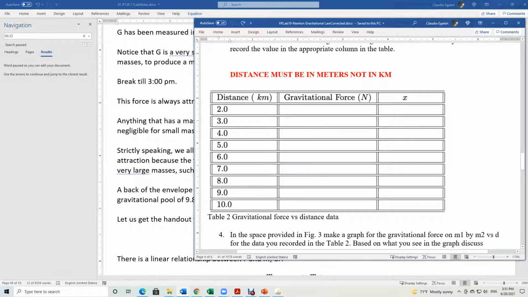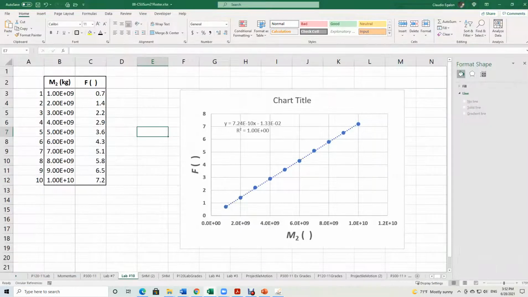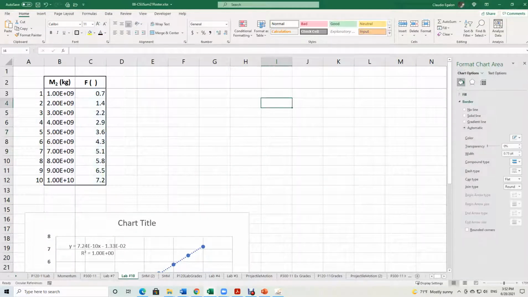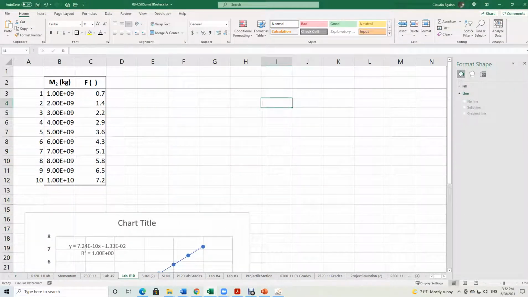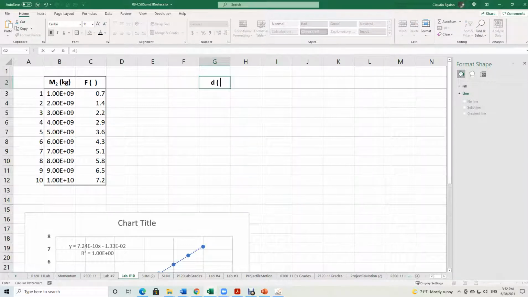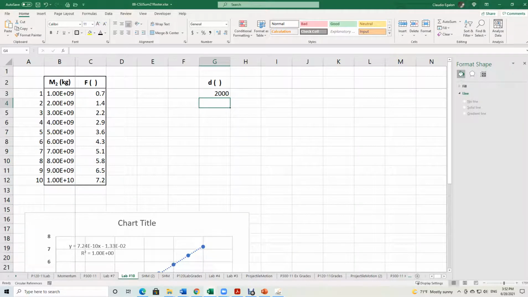But don't do the table like that. I'm going to show you how to do the table. Here you go. The gravitational force should be to the extreme right and the x here in the middle. That's how you should do it. Here you go. We're going to get distance in meters. I'm not gonna put the unit. Should be 2,000, 3,000, 4,000, all the way down to 10,000.